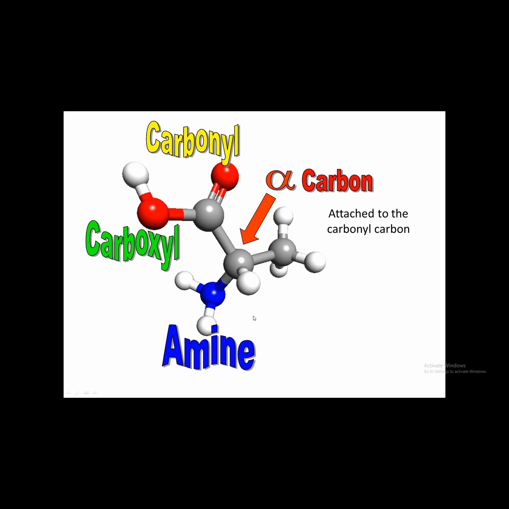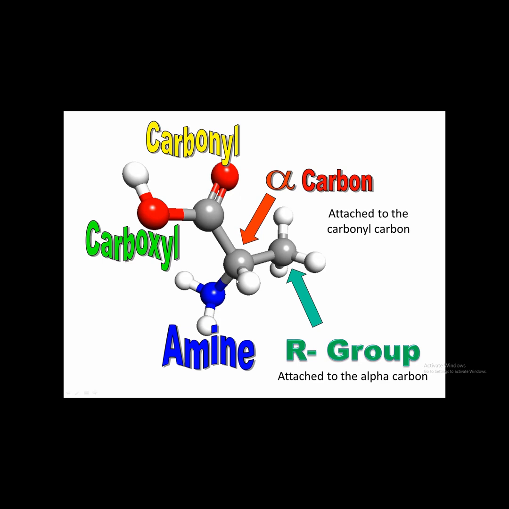These are called alpha amino acids because they have an alpha carbon. The alpha carbon is that point of attachment for all of the other functional groups in the amino acid. So notice in this case that the amine group and the carboxyl group are both attached to the alpha carbon.